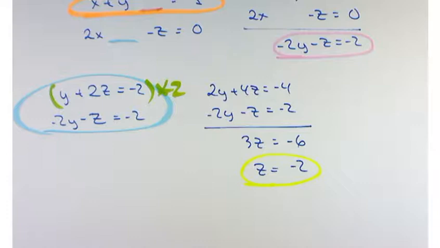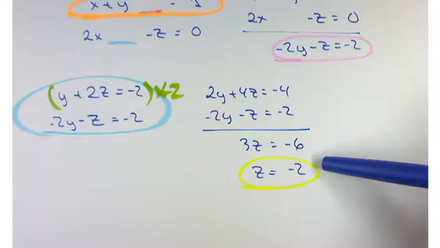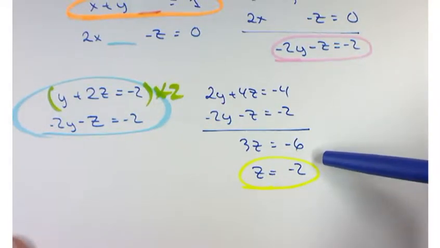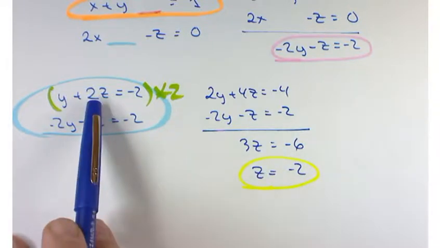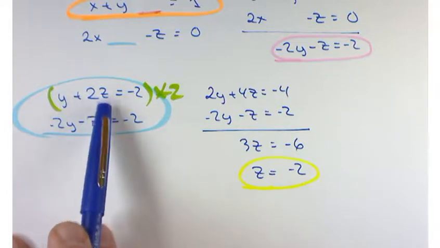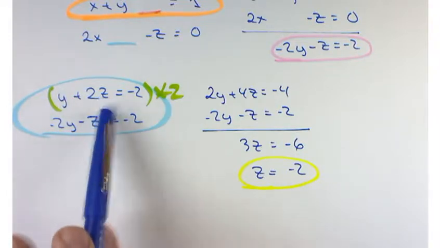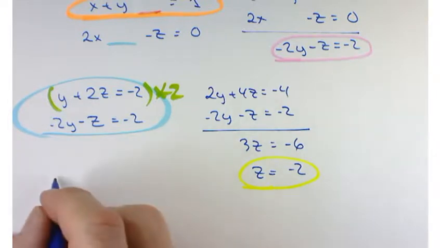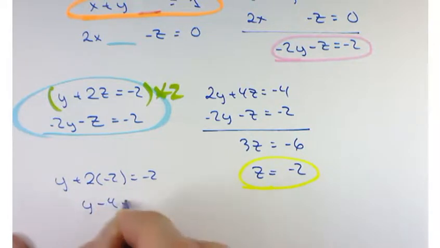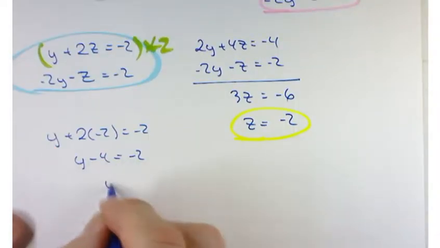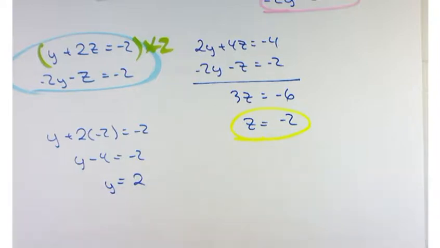If I've got z equals -2, what should I do next? How am I going to solve for x and for y? Let's start here. Let's plug in z equals -2 into this equation, or you can use the second equation. I'll use the first one, and then solve for y. y plus 2 times -2 equals -2. If I add 4 to both sides, I end up with y equals 2. Great. 2 down, 1 to go.